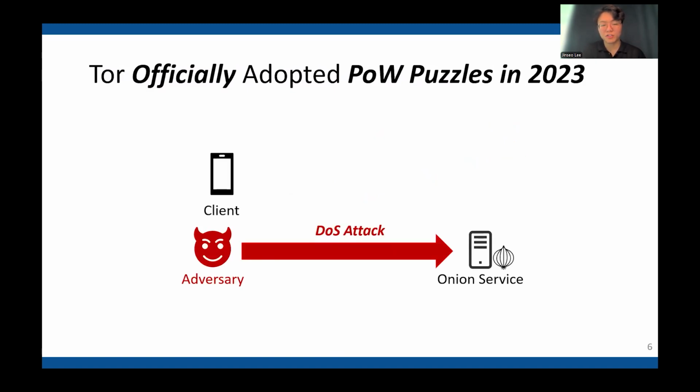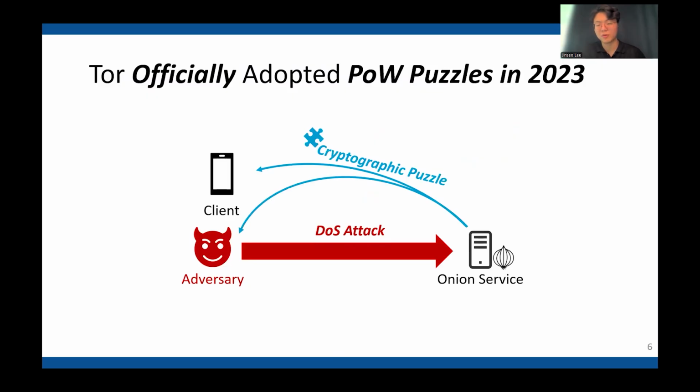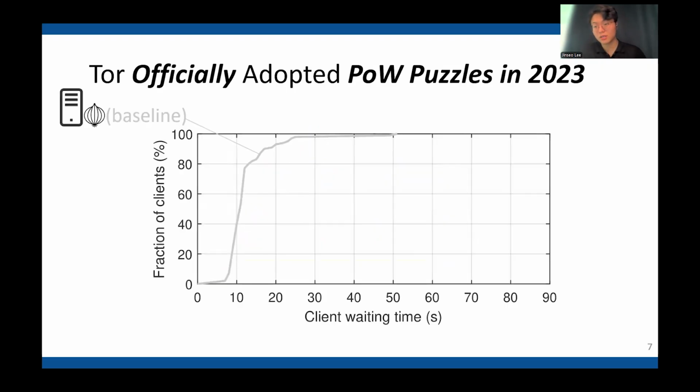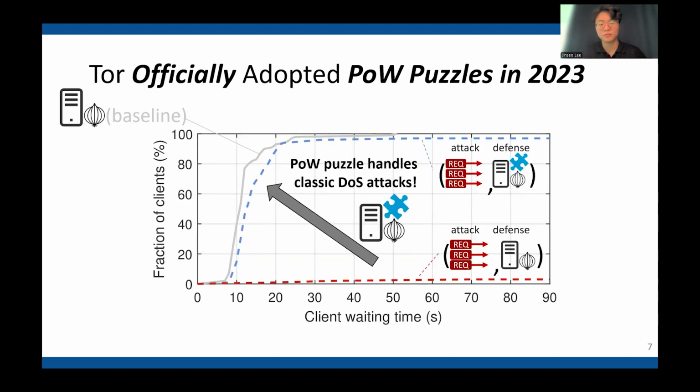If the adversary launches a DoS attack against the Onion service, the service issues cryptographic puzzles to everyone. As a result, everyone solves a puzzle to create a Tor circuit, and thus curbing the incoming attack traffic. The good news is that these puzzle ideas work great. This is our test result, but due to the time limits, I'll just skip to the conclusion. PoW puzzles handle the classic DoS attacks very well.